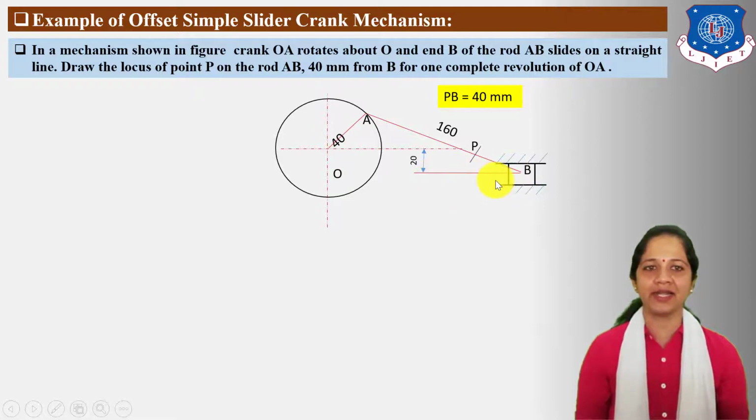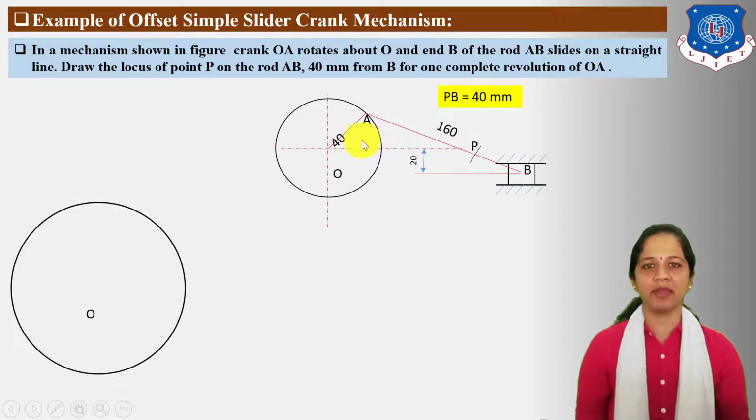Here the path of slider B is given offset and offset distance is given 20 mm below from horizontal path passing through O point. Here P point is a locus of point for complete one revolution of crank OA on connecting rod AB. The distance of P point is given 40 mm from B point. Next, let us solve this example with dimension.